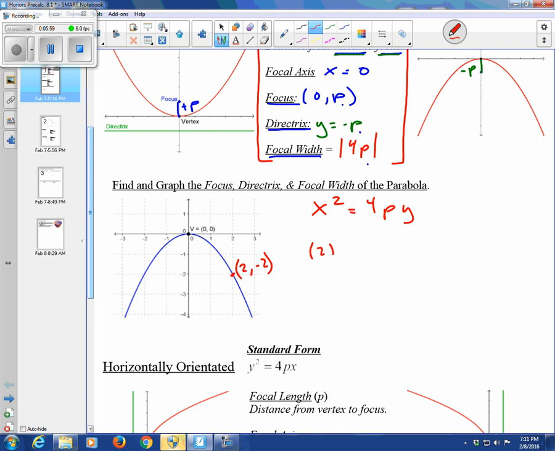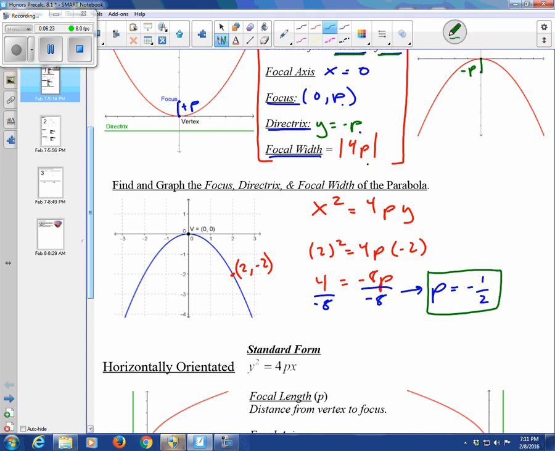So we're going to have 2 squared equals 4p times -2, and that gives us 4 equals -8p. And when we divide by -8 on both sides, we get a p-value of -1/2. So with a p-value of -1/2, we can determine first the focus, and we can say that our focus is going to be (0, -1/2). And that's what we're seeing over here.